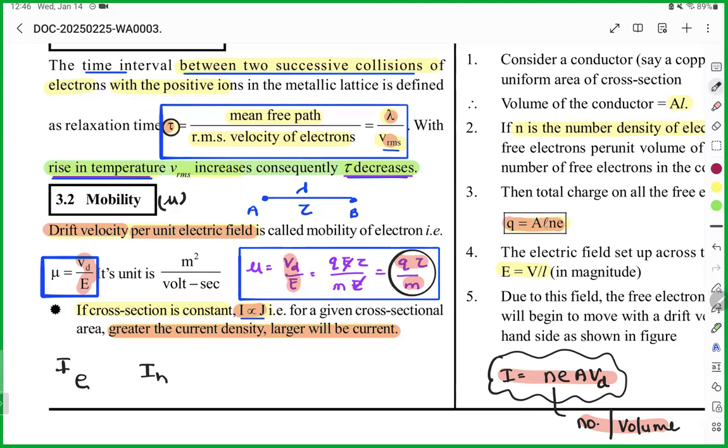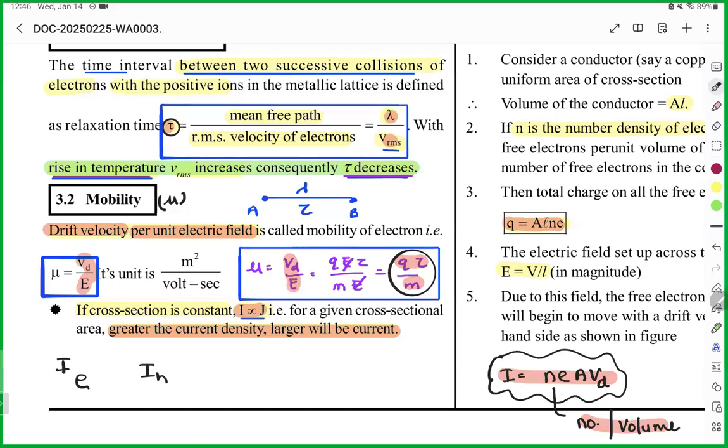Any heavy thing will move slow, right? Logically also, that makes sense. More charge, more moving ability. Correct? More relaxation time, more moving ability. So these are the three factors.